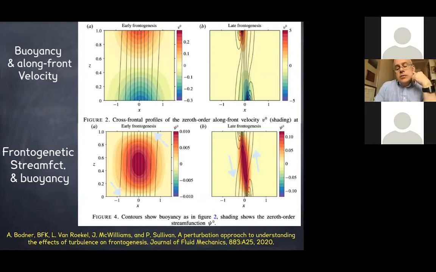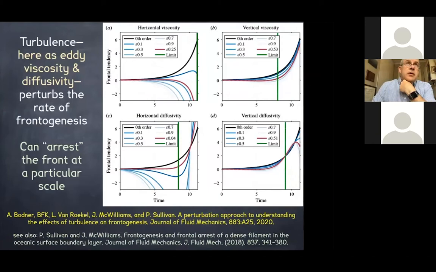So what Abby developed was a mathematical theory to consider how turbulence, small-scale stuff, might affect this frontogenetic process. And because it was a mathematical, analytic theory, it was better to represent the turbulence through simple parameterizations like eddy viscosity and diffusivity. And what this shows is that if we use horizontal viscosity or vertical viscosity or vertical diffusivity or horizontal diffusivity, we get radically different answers in terms of the frontal tendency, which is the tendency for that temperature gradient to sharpen over time. This is a dimensionless measure of how much viscosity there is, and this is a dimensionless measure of how much diffusivity there is.